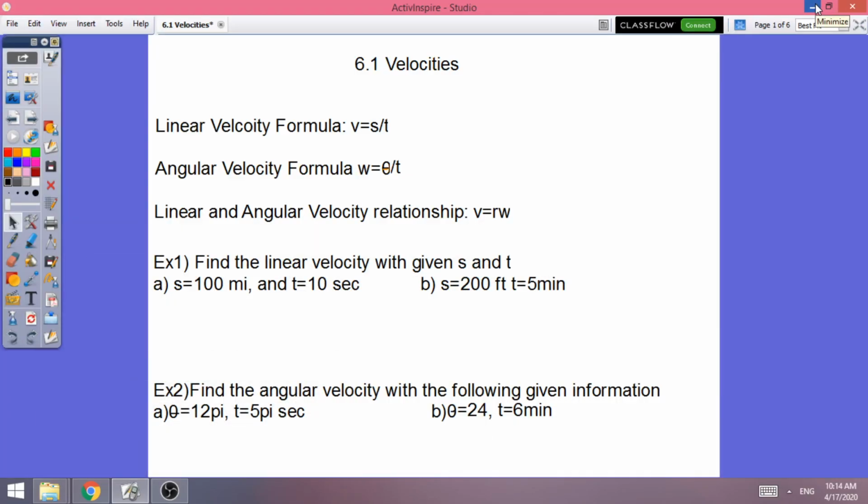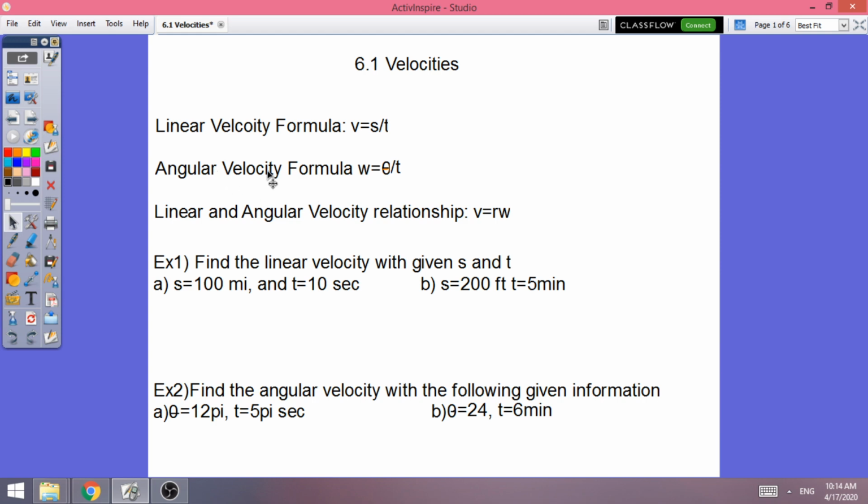Okay, good morning, guys. So this one is section 6.1, part 2. It's all about velocity. There are certain formulas that you need to recognize besides the arc length. One of those is the linear velocity formula. Anytime you want to find the linear velocity, v, it equals the arc length, s, divided by the time.